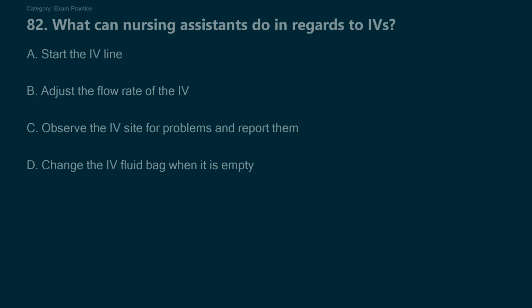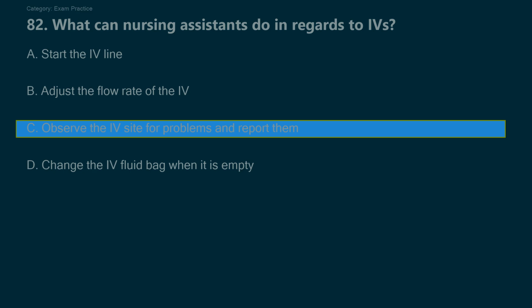Question 82. What can nursing assistants do in regards to an IV? Option A, start the IV line. Option B, adjust the flow rate of the IV. Option C, observe the IV site for problems and report them. Option D, change the IV fluid bag when it is empty. The correct answer is option C, observe the IV site for problems and report them.